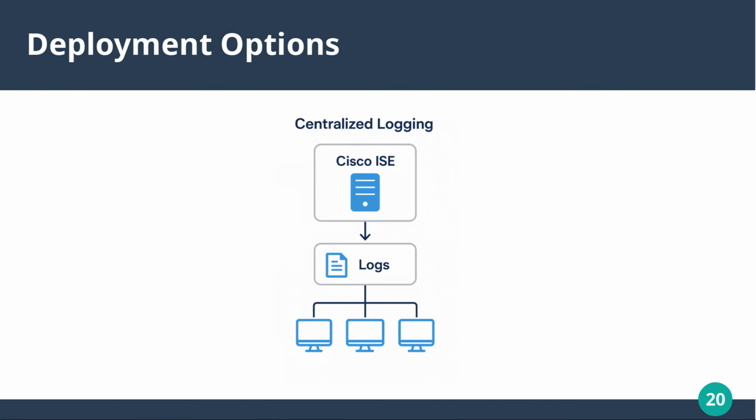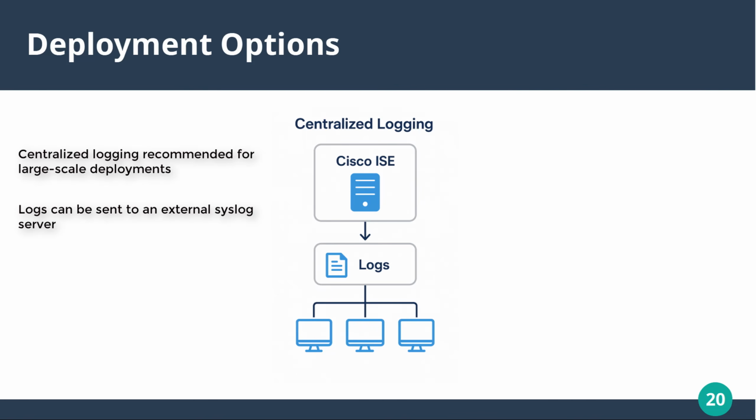For large-scale deployments, it's recommended to use centralized logging. This involves assigning a dedicated node with the monitoring persona to handle high volumes of syslog traffic. Logs can be sent to an external syslog server as a backup, ensuring redundancy. Since Cisco ISE uses RFC 3164 compliant syslog, any compatible syslog server can receive logs. A centralized logging setup enhances reporting and alerting across the entire ISE deployment, so it is recommended.